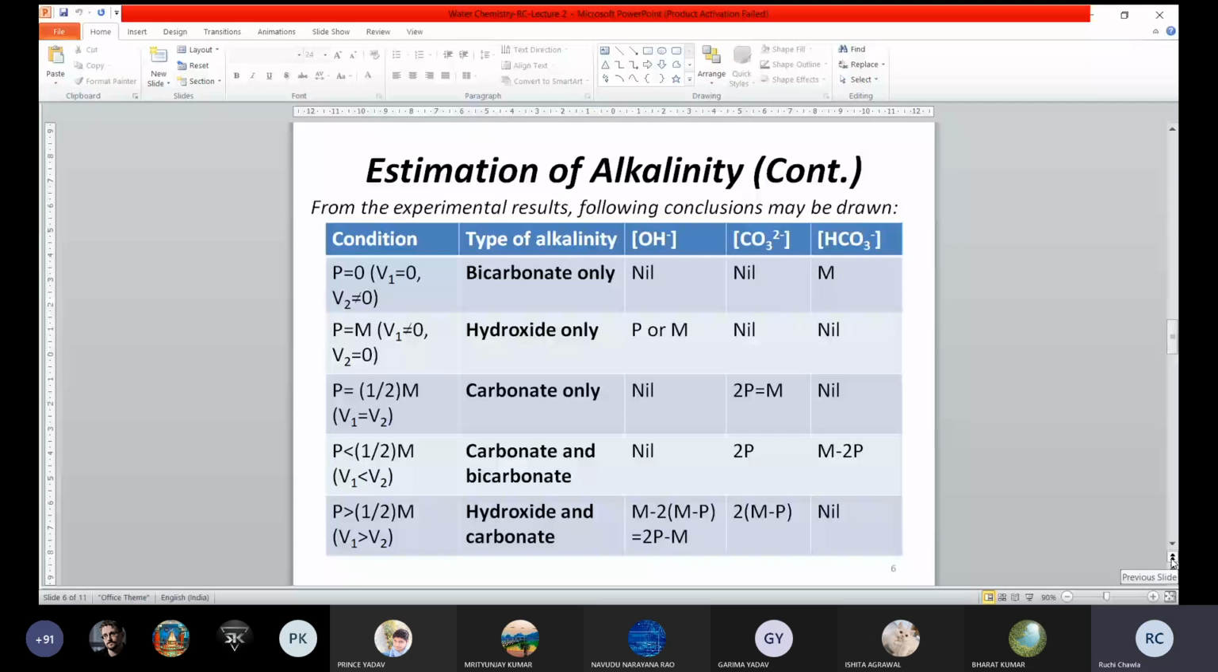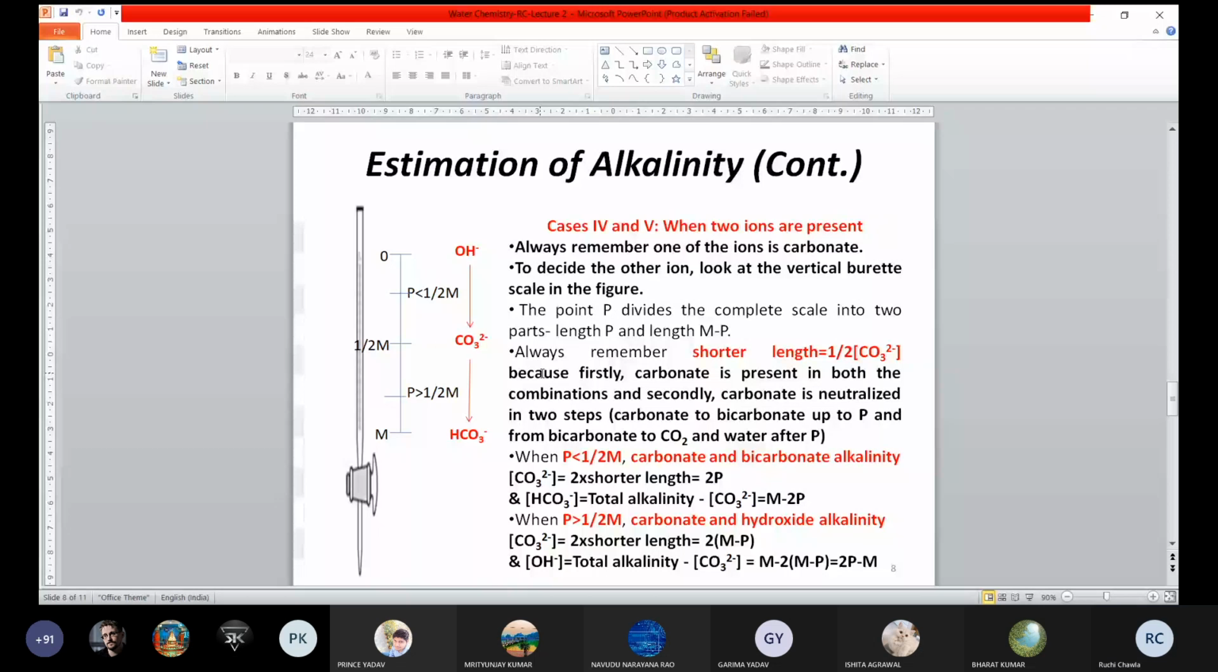And come to this figure now. 0 to P was V1 and P to M is V2. So which type is it? It is carbonate and bicarbonate. Carbonate and bicarbonate, yes.